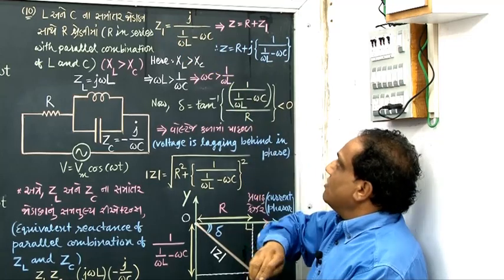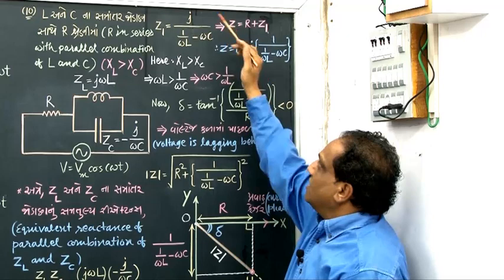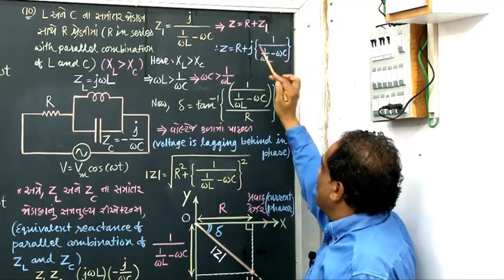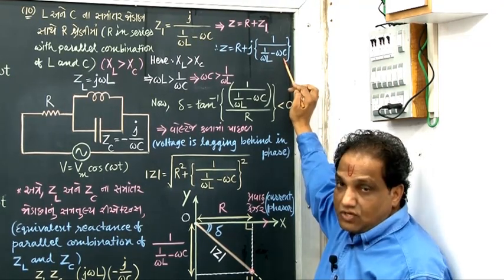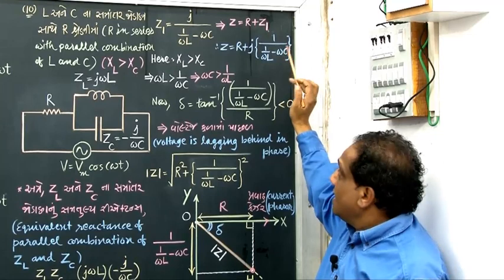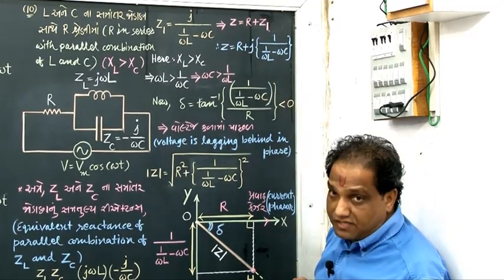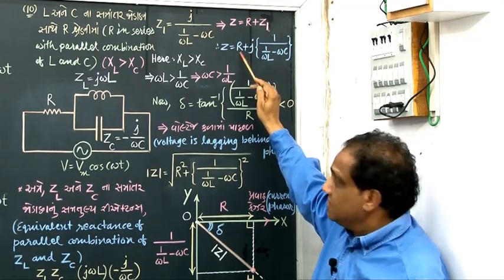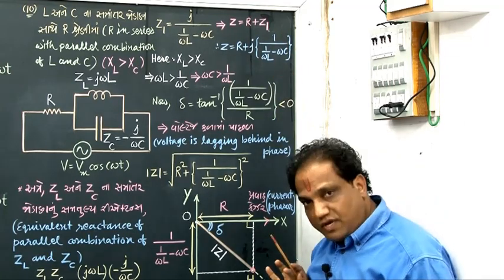R as it is, plus Z1, same value I have written here. I have just written this J as a multiplier. And inside the bracket I have written 1 upon omega L minus omega C, correct? Could you notice something? I have separated real and imaginary parts. Without J, this R is the real part, the coefficient of plus J is the imaginary part, okay?